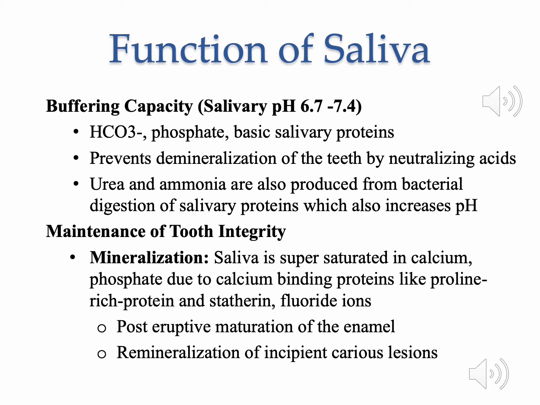Not only will the maintenance of an appropriate pH maintain tooth integrity, but the saliva will also be supersaturated in calcium and phosphate due to particular binding proteins within the saliva, as well as containing fluoride ions. And these will all help in remineralization of the enamel. It's important, of course, in post-eruptive maturation of the enamel, and, again, in remineralization of incipient carious lesions.